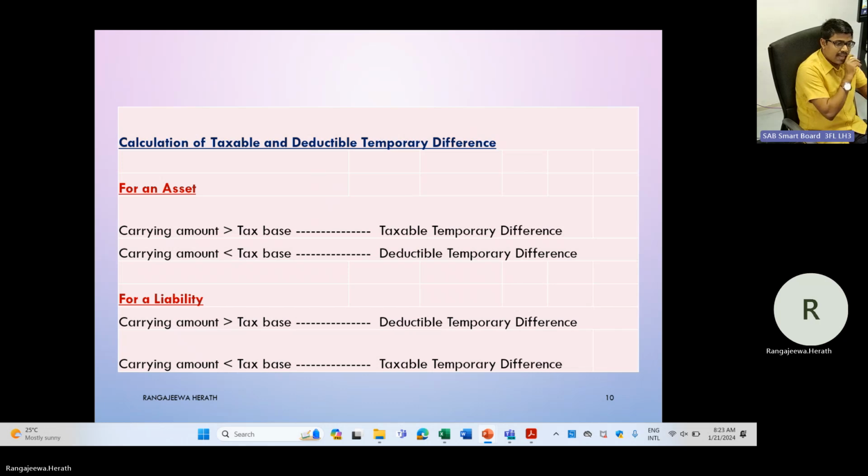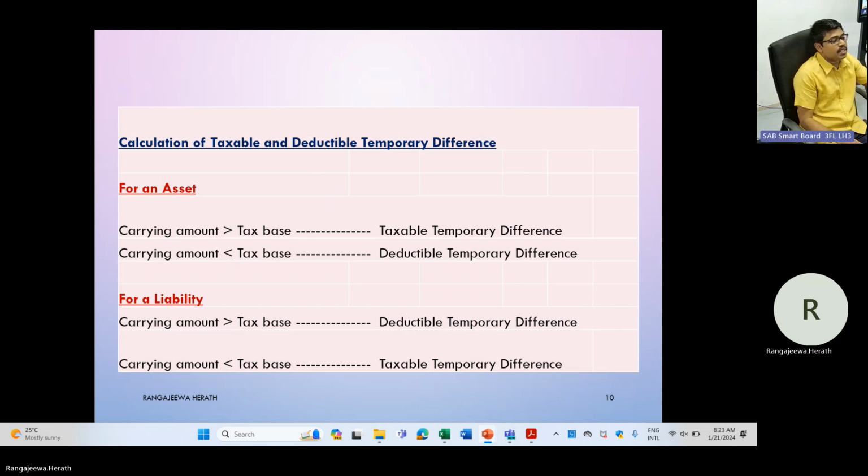What happened in this scenario? For accounting purposes you depreciate 2 million over 5 years. But for tax purposes you depreciate 5 million in the first year and 5 million in the second year, that's all. Then what will happen? In the first year and second year you are paying lesser tax, because you depreciate more and taxable profit is less. So you are paying lesser tax.